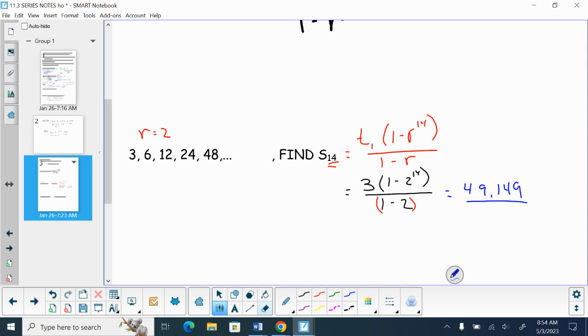Okay, once again, if you have a negative ratio, say your ratio is a negative 2, you're going to want to go 3, 1 minus a quantity negative 2 to the 14th over 1 minus a negative 2. You're going to want to quantify that negative sign up top.